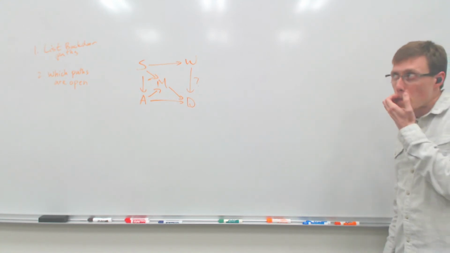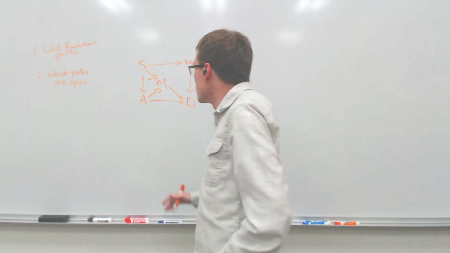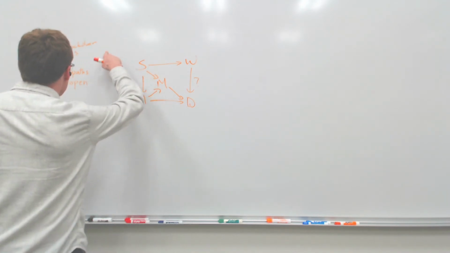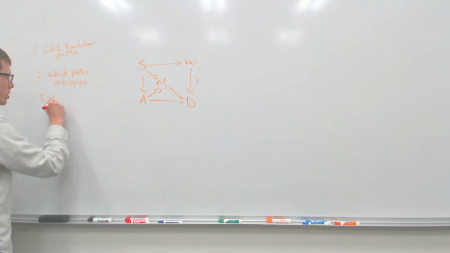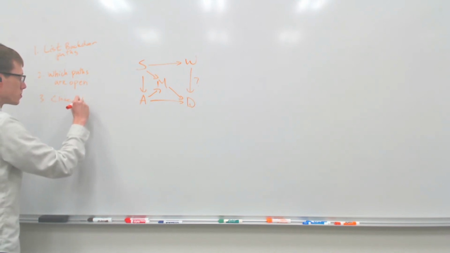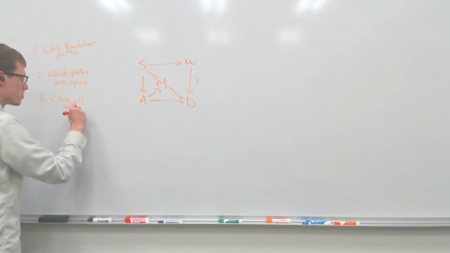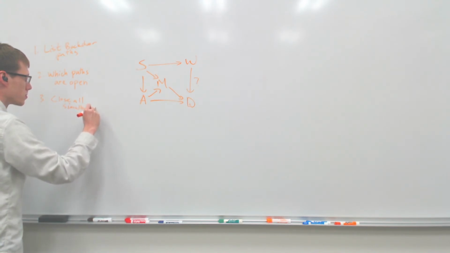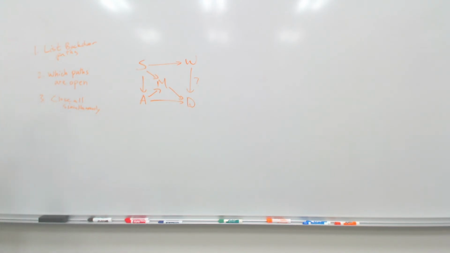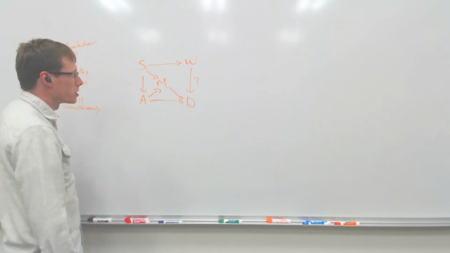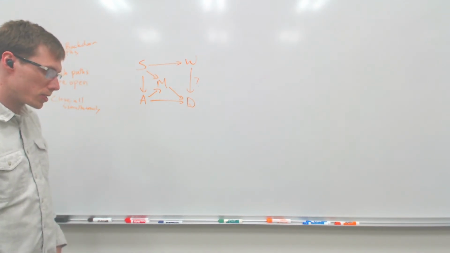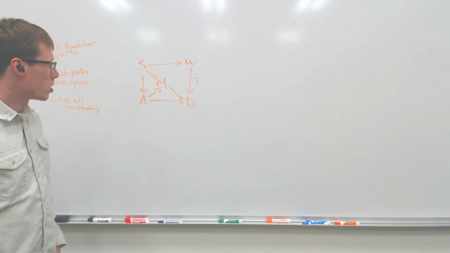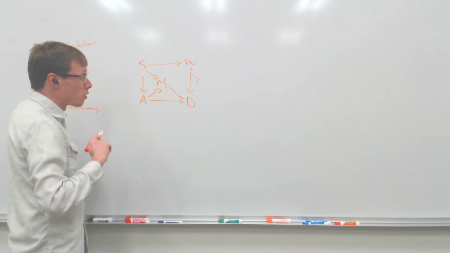All right. So let's look at it. We got to list the backdoor paths, figure out which ones are open or closed, and close them all simultaneously. So let's start off here. What are the backdoor paths here? There's actually a lot of them. You might want to pause and try to do it and draw them yourself. And once you start, I'll get them all. All right. So it turns out there are 4.